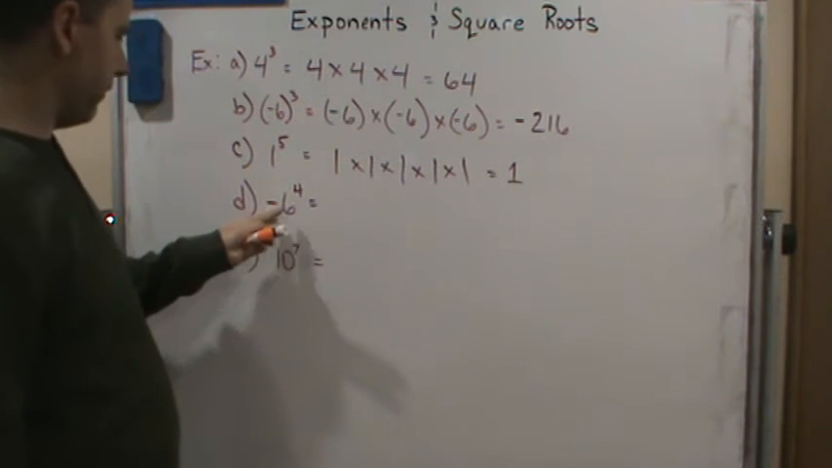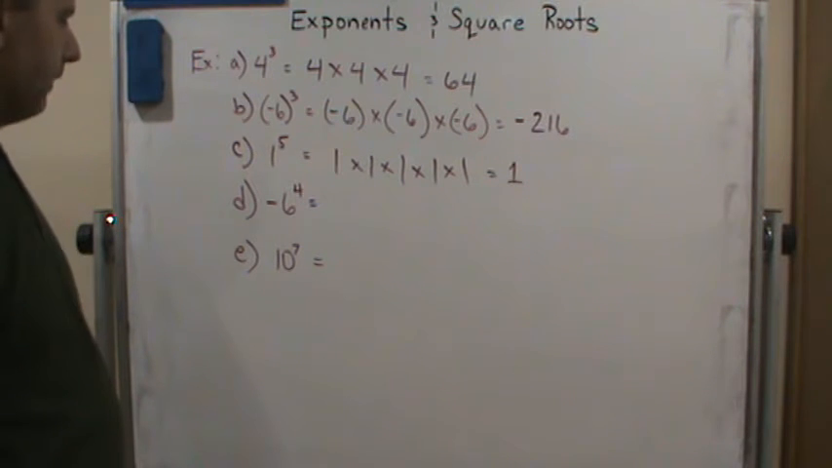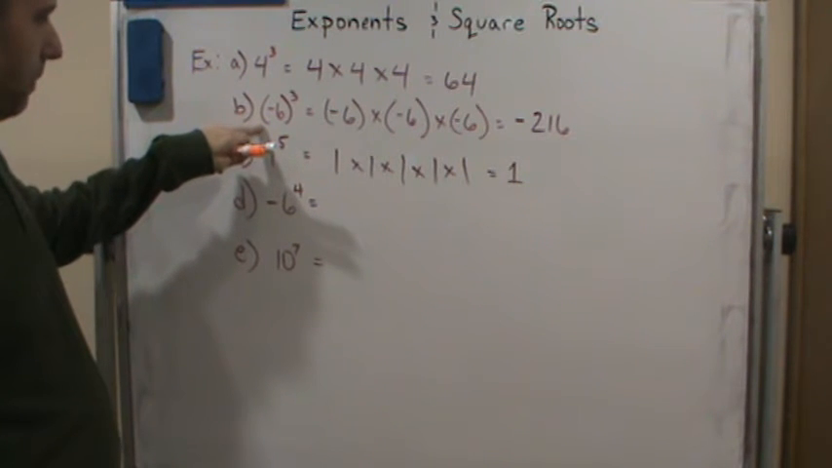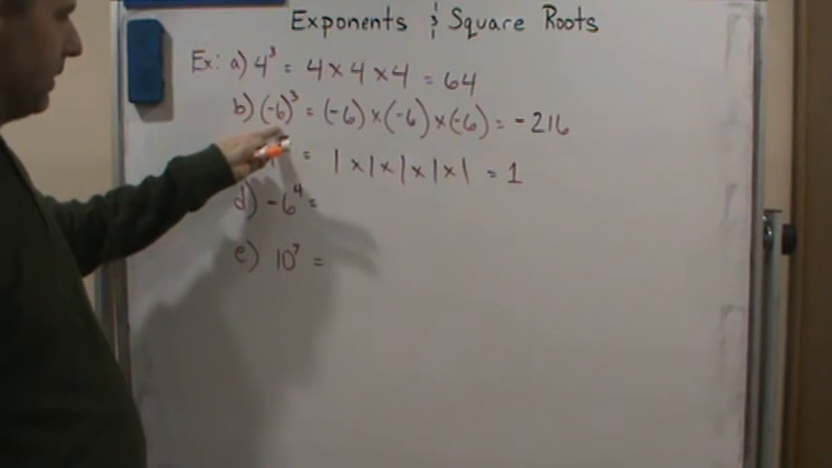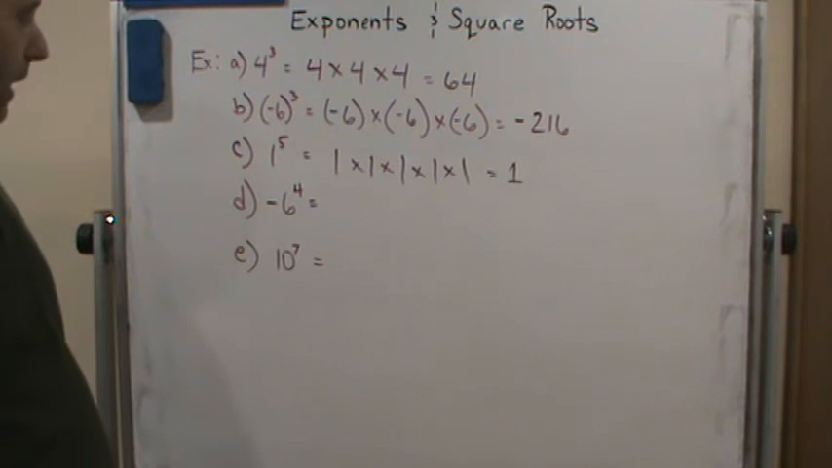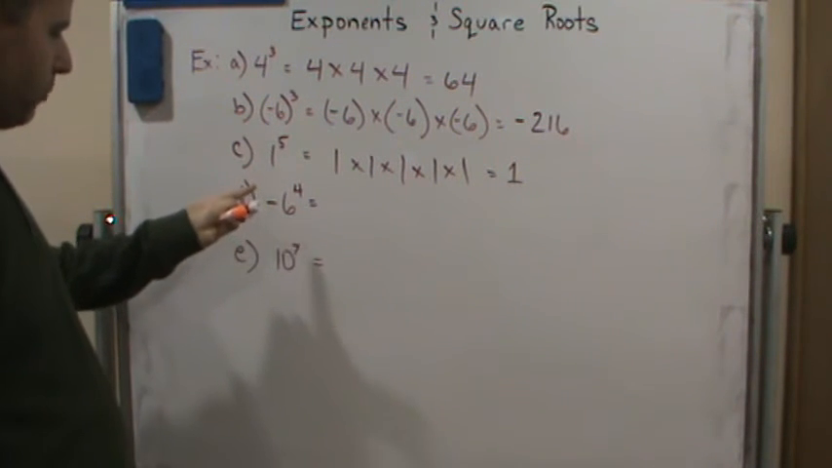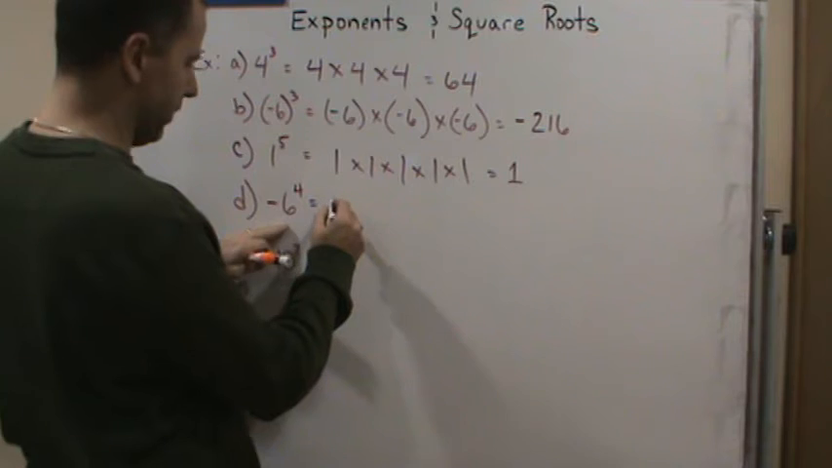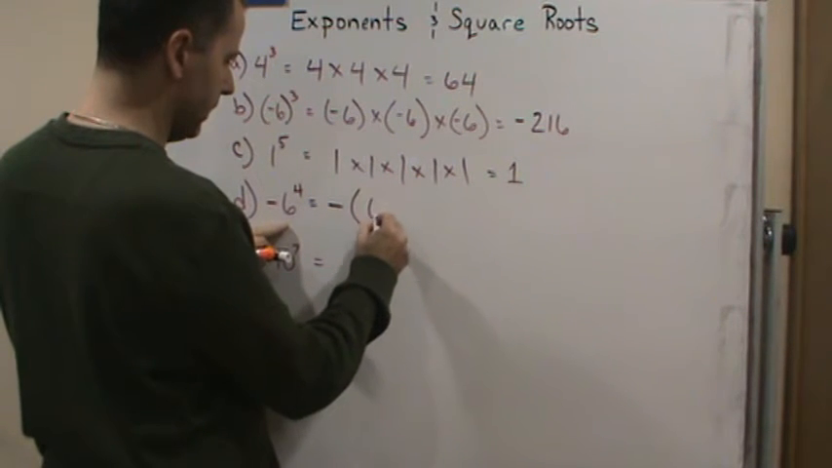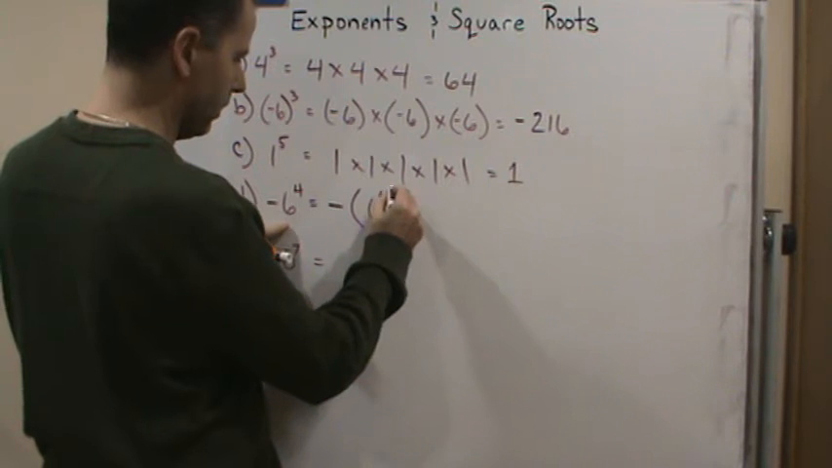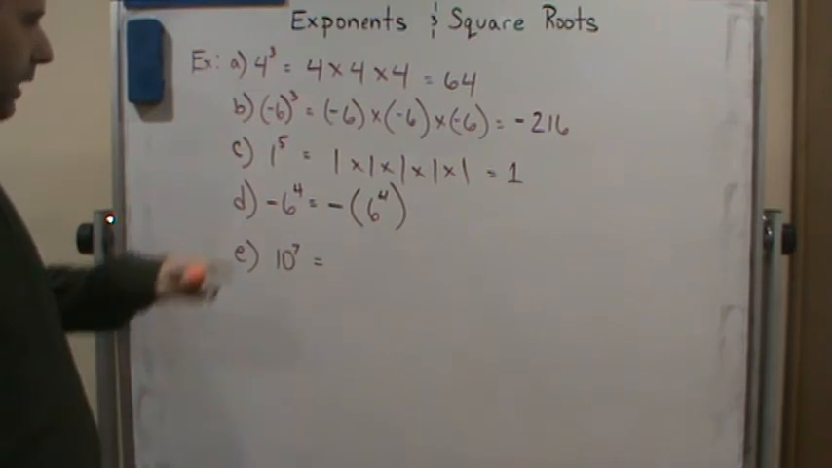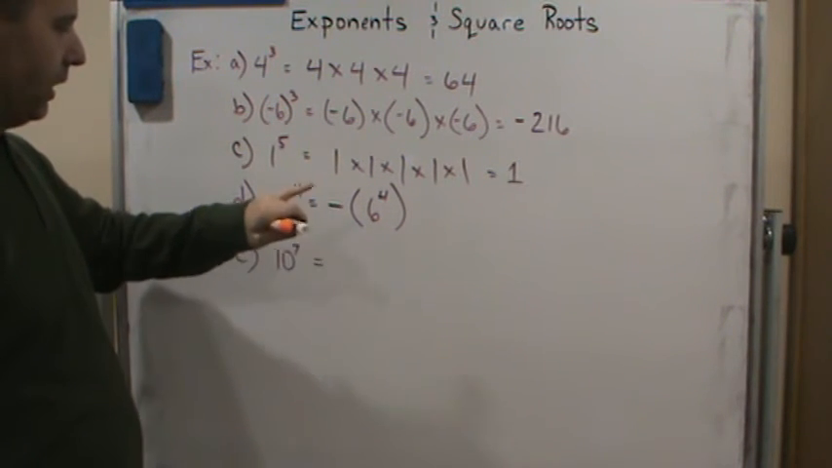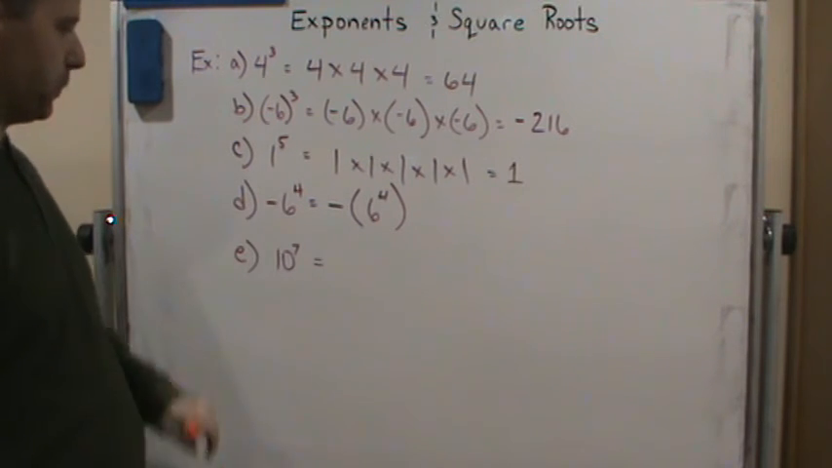Now here we got negative 6 to the 4th. Now, this is not the same as this. This is telling you that negative 6 is being raised to the third power. This is telling you that we're going to take the negative of 6 to the 4th power. This is equal to this, negative of 6 to the 4th. Okay? If there's no parentheses surrounding this, then the negative sign is outside the exponent.